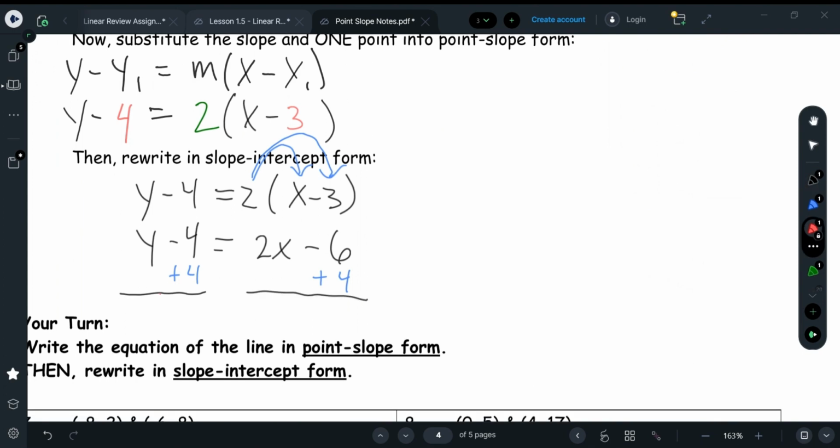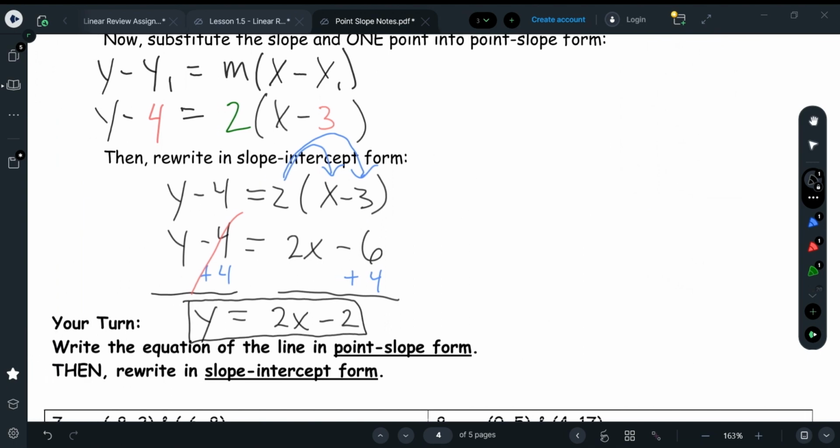Negative 4 plus 4 is a 0, which basically means those just cancel out. Y equals 2x. Negative 6 plus 4 is a negative 2. So this is going to be 2x minus 2. That's our answer, slope-intercept form.